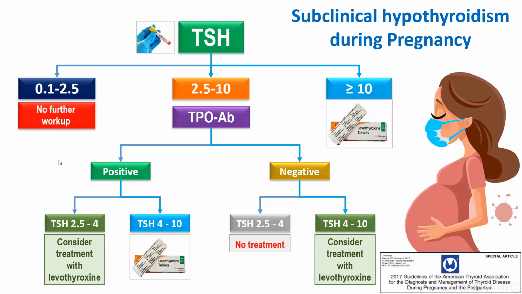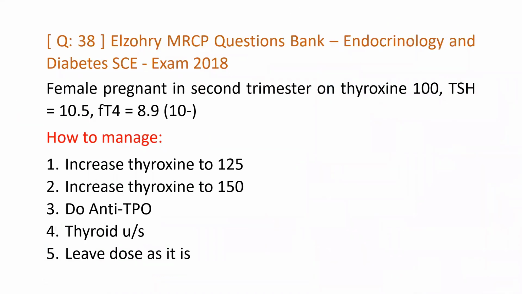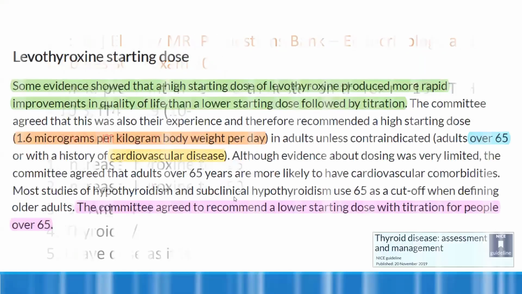So this algorithm is very important practically and in the exam. And this is a question from our previous exam. They mentioned a female patient presenting in the second trimester on levothyroxine. TSH is elevated with free T4 low. In this situation, we should increase the levothyroxine dose by 50 microgram. So the correct answer is increase thyroxine to 150 microgram per day.